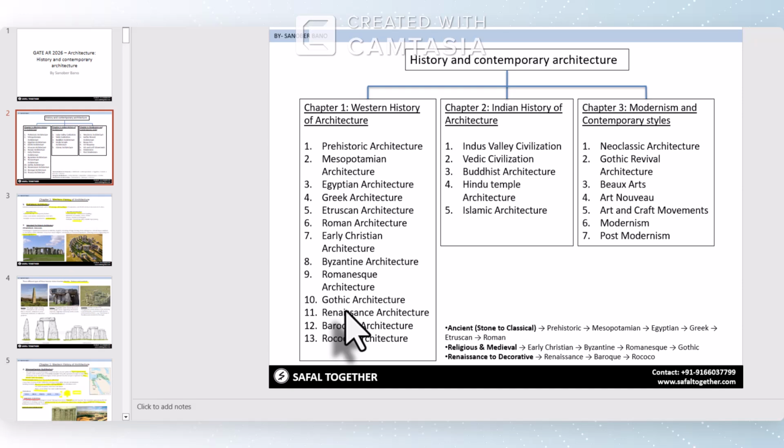So this is the longest and most fundamental section, chapter 1. It starts with the very beginning, prehistoric architecture, where humans built with raw stones, then Mesopotamian, Egyptian, Greek, Etruscan and Roman. Notice this portion itself tells the story of civilization moving from primitive stone blocks to structural intelligence.